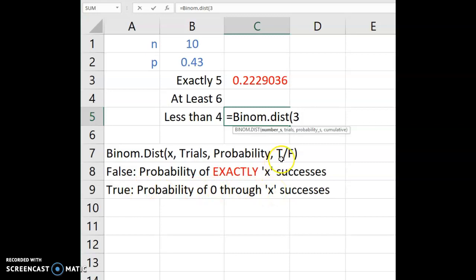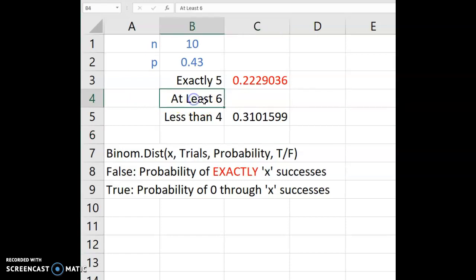When you're doing a range, you enter true for your last argument, and you need to make sure you're using that correct first argument here because it's counting 0 up through whatever number you enter first. So less than 4 would be 0 through 3. Now we still have 10 total adults we're asking. There's 10 trials. The probability is still 0.43, and we're typing true here. And so Excel will give you the probability back of less than 4, 0, 1, 2, or 3 adults saying they have very little confidence in newspapers.